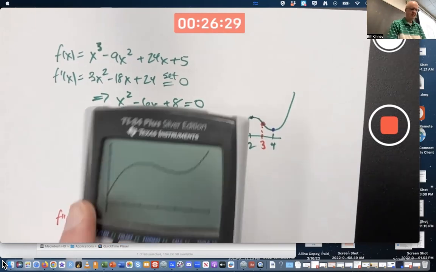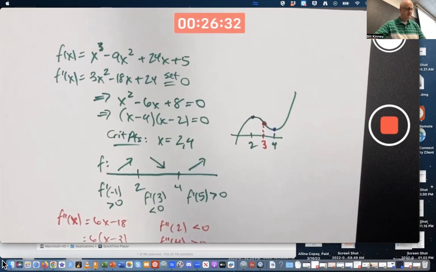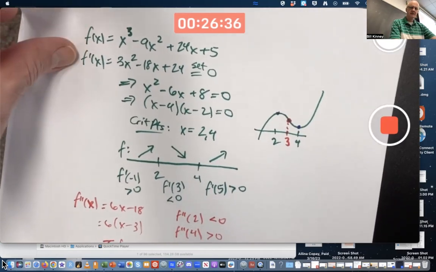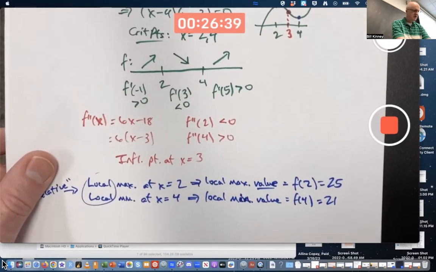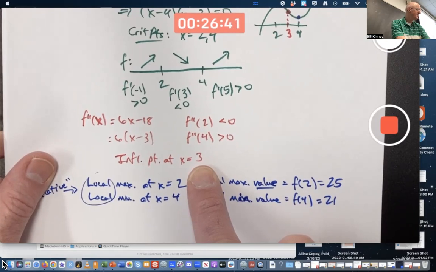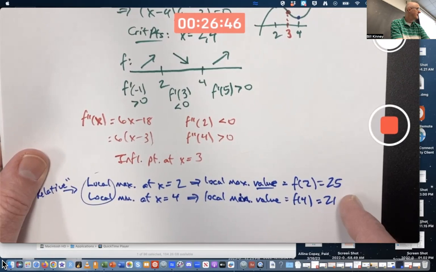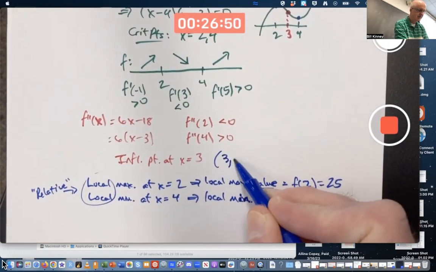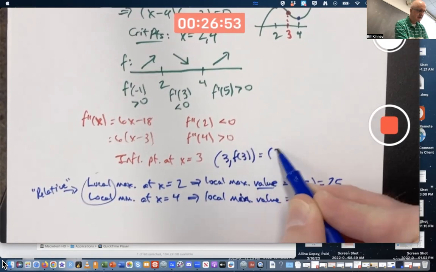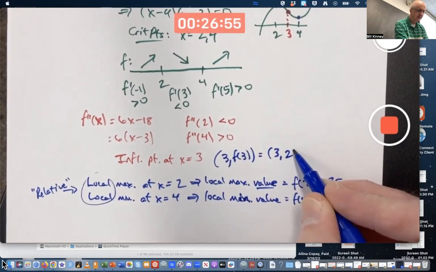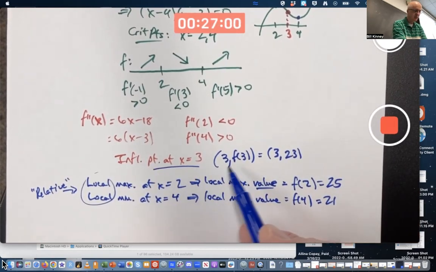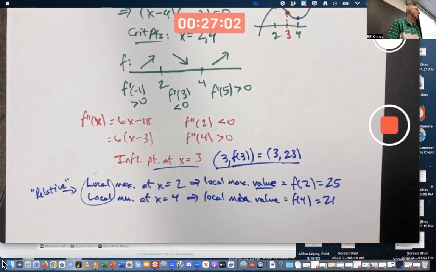Okay. Any questions at all? Is the inflection point just the x coordinate? Well, you could compute the y coordinate too. Actually, it would be halfway between these two. It would be 23. If you compute f of 3, you should get 23. Here I'm thinking of it as just the x coordinate. You could call it the entire point as well on the graph.